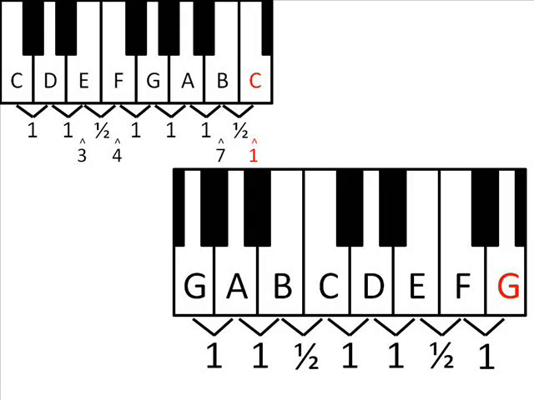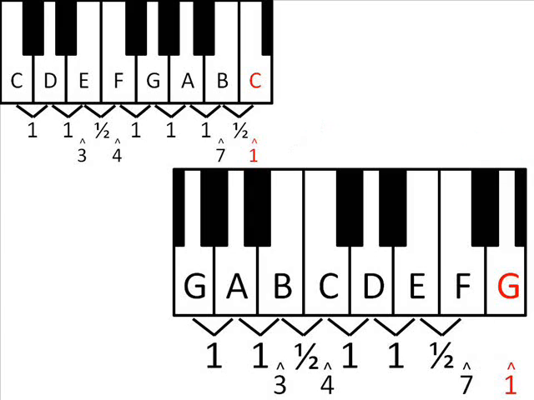Now let's go back to the G scale. Is there a half step between scale steps 3 and 4 and 7 and 1? Yes, between B and C there is a half step, but between F and G, it looks like there is a black note in between. So how are we going to fix this?